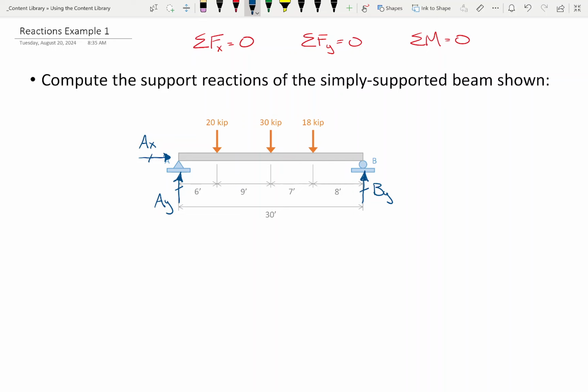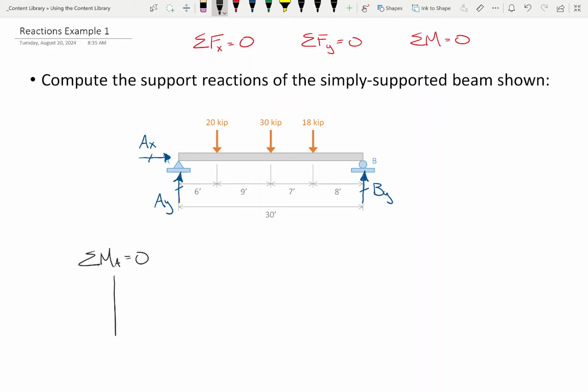So we're going to sum moments about point A. So this is going to be the first equation that we use. Sum moments about point A. Now I do this a little differently than you might have done in statics. Probably what you did in statics is you wrote out a big old equation, right? That's not what I do. I'm an engineer. I like to do things with tables.